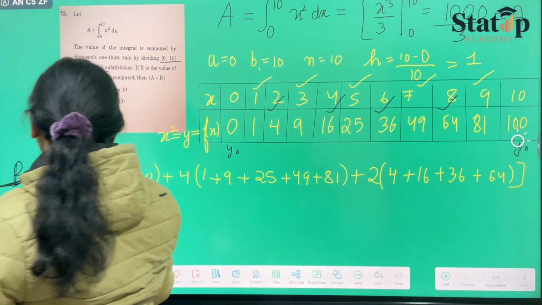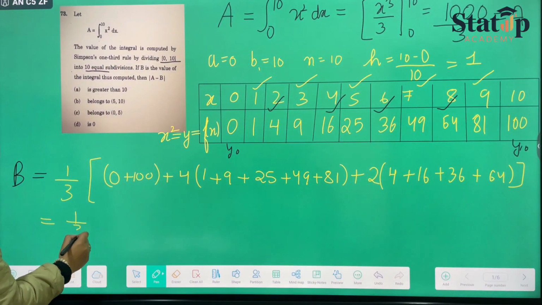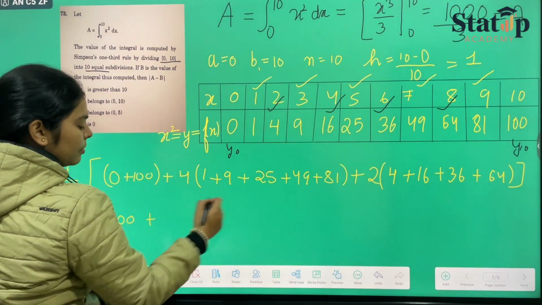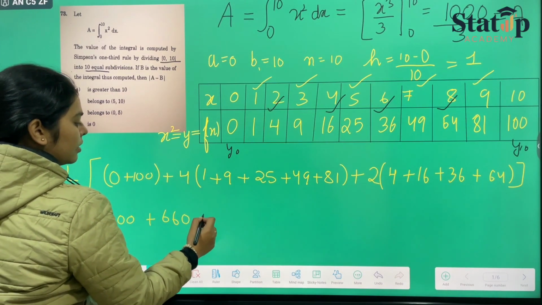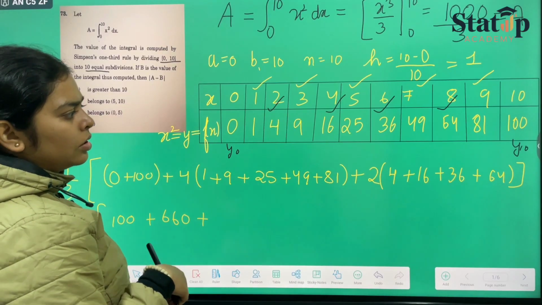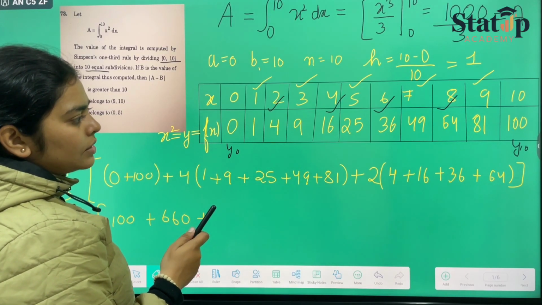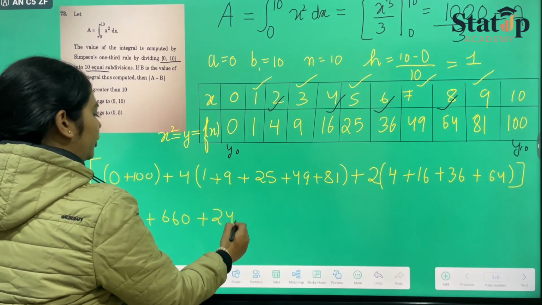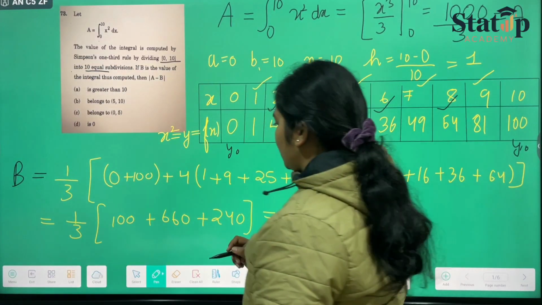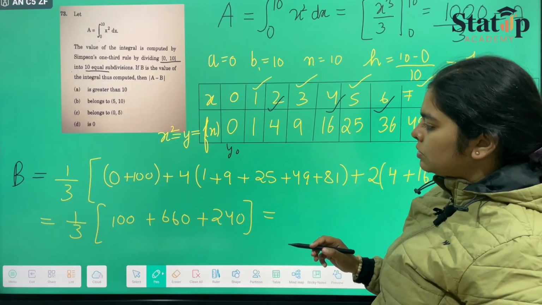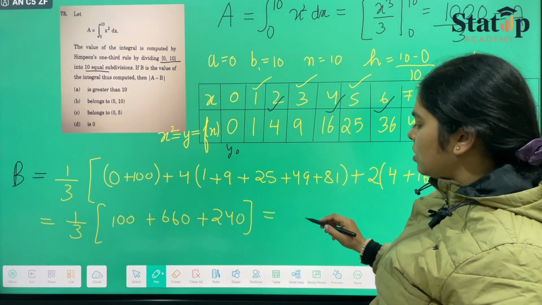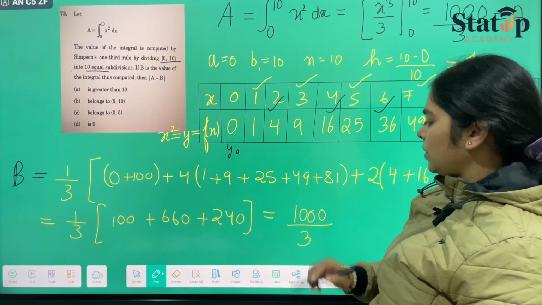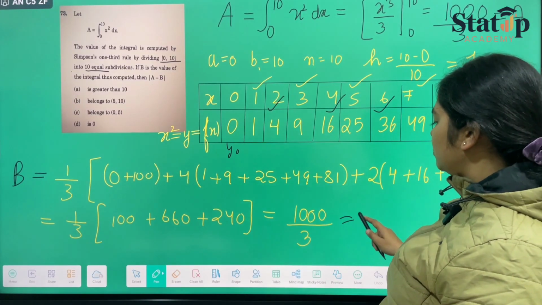If we add all of them, I will be getting something like 1 upon 3, 100 plus 4 times this whole sum, which will come as 660, plus 2 times that whole sum, which will come as 120, so that is 240. So it will be 1000 upon 3, which is the value of our b.